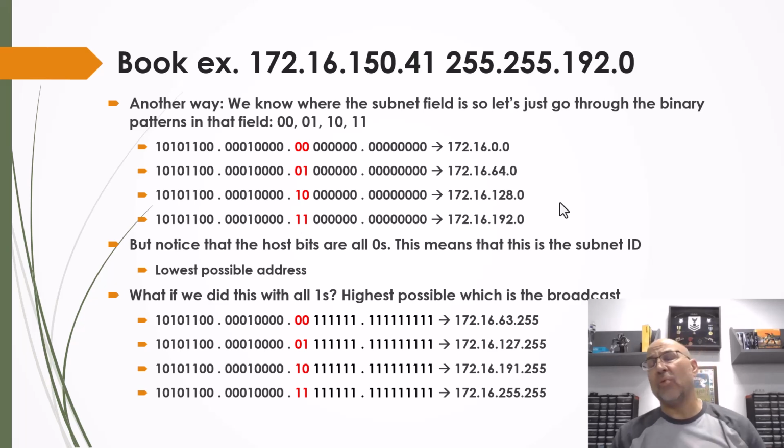172.16.63.255. So here we've done this a third way, and we've just gotten the same answers each time. We do it again with the second subnet, we get 127.255. Third subnet, 191.255, and the last subnet, 255.255 in the end octets. So there you go. So this is the binary method, but you can use whatever way makes sense to you to get to the end here.